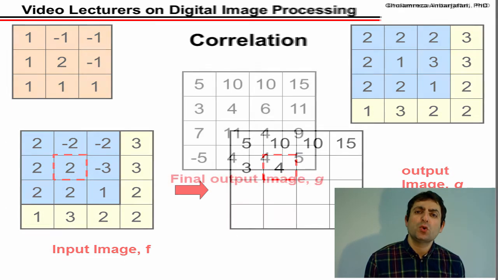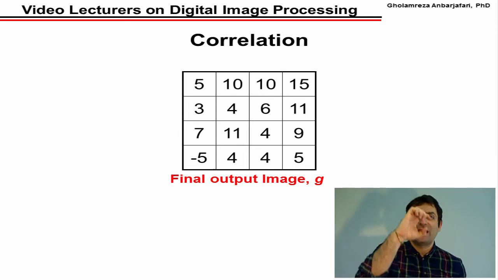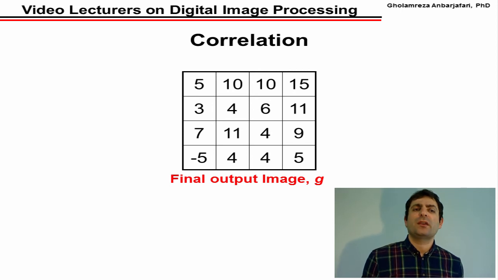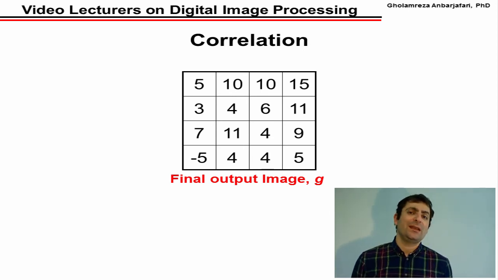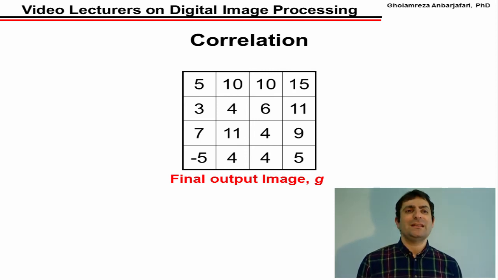Correlation is used in order to see whether we have a specific portion or a specific image inside the image or not. For instance, let's say you are looking for a letter, a character A, inside a text image, and we use the correlation in order to find out this similarity. We will get back to this in the course of digital image processing, not necessarily in this series of video lectures, but if you are taking the digital image processing course, we will get back to this point later.